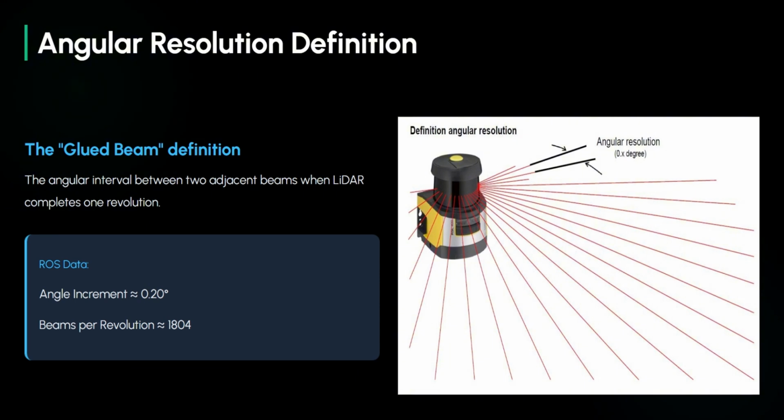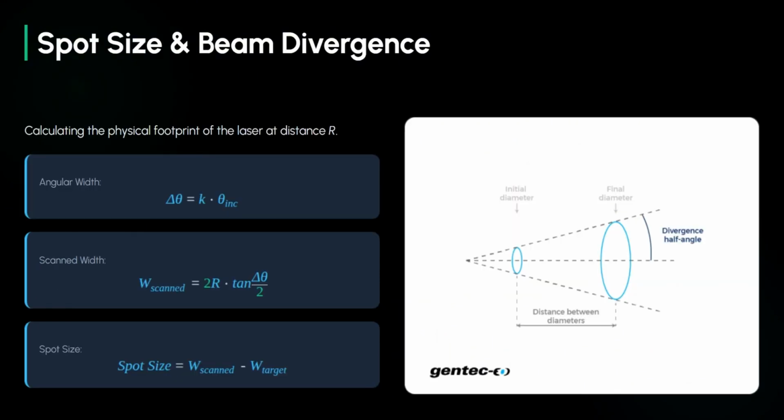Now, the core of our experiment, spot size and resolution. Since we cannot measure the laser beam directly, we calculated it using the hit count method. Here is the principle.